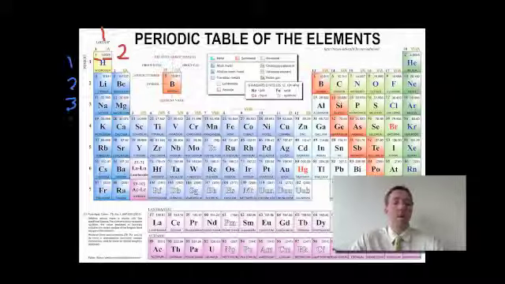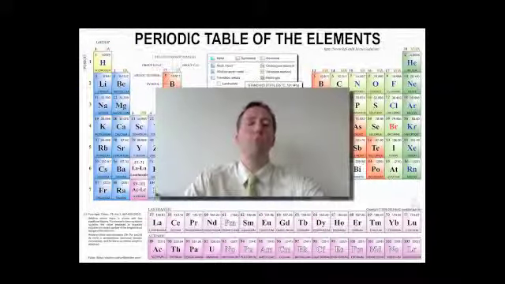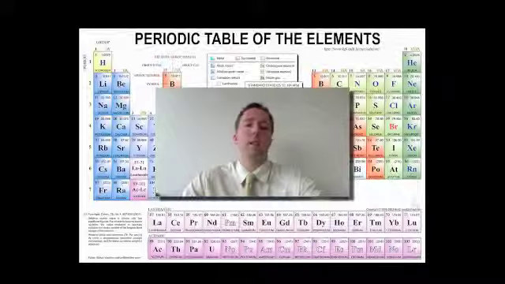So 3 electron shells are used, 4 electron shells are used. So that is all about the periodic table, and that tells us an enormous amount about all of the chemical elements that exist.